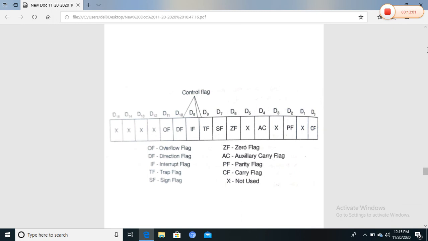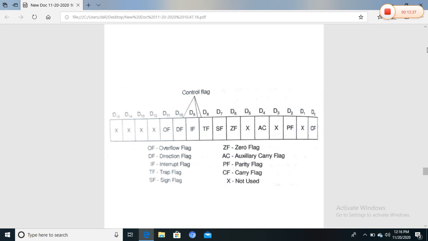Next is the auxiliary carry flag. When the processor performs the addition or subtraction of two 8-bit numbers, a carry or borrow is generated. The carry or borrow generated after the D3 bit, where D0 to D7 are the bits of the 8-bit numbers. We add the two numbers from D0 to D7 bit, but from the D3 bit to the D4 bit there is a carry generated.